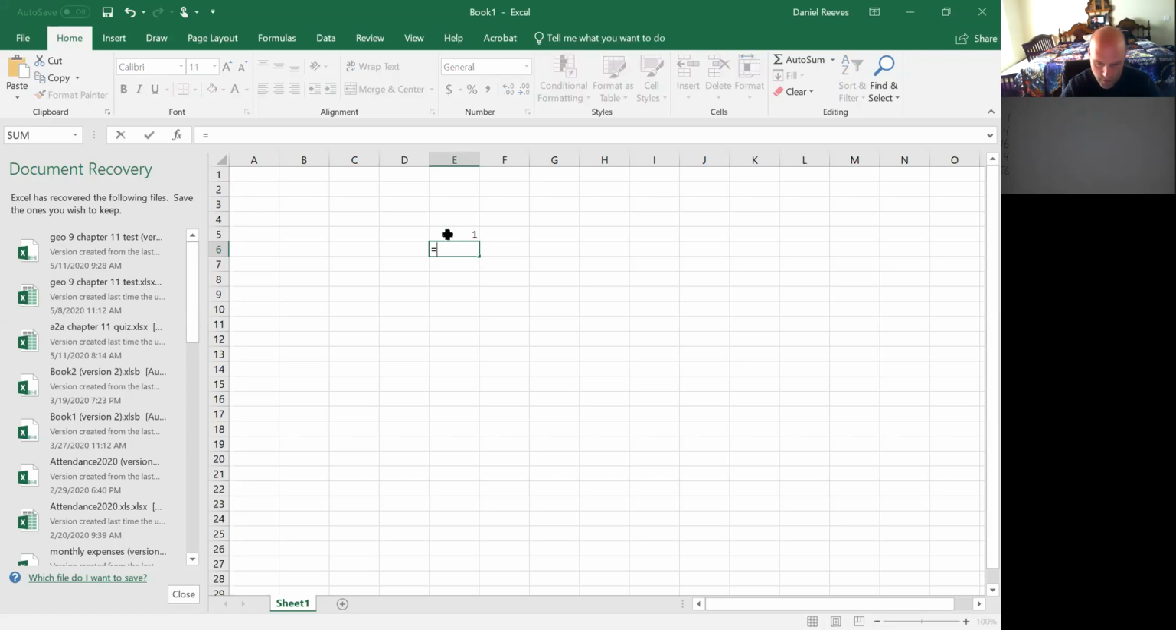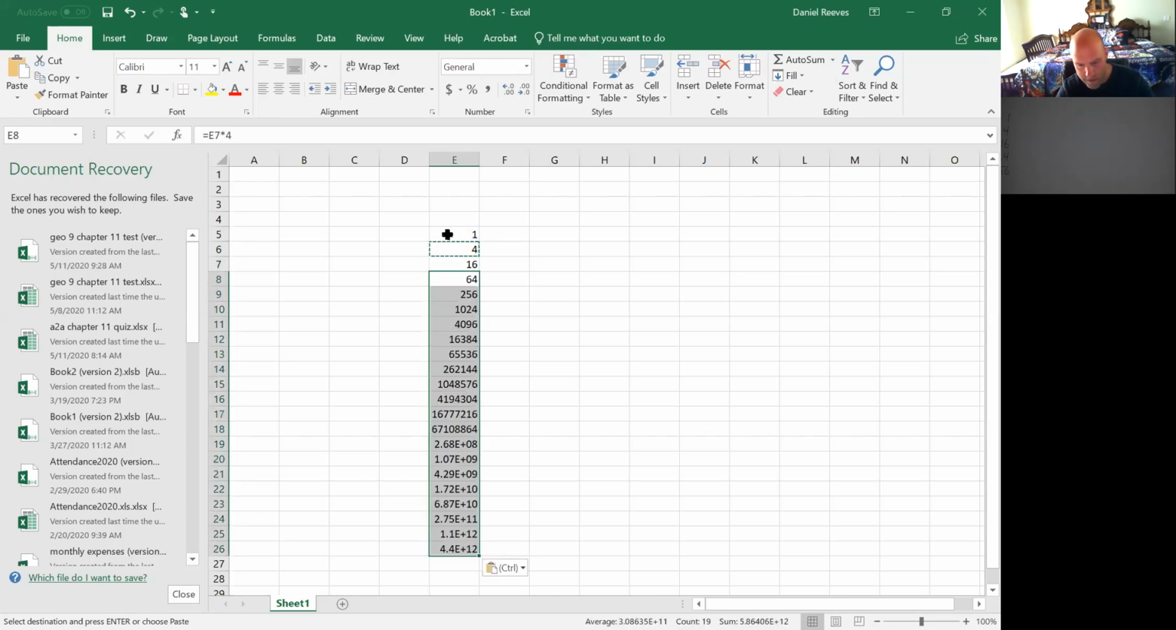Now I'm going to say equals whatever came before me times 4. And if I copy that, I'm not copying 4, I'm copying those instructions. The instructions which say take whatever was there before and multiply by 4. And of course I can do a lot of them at a time and get not just the first 5 of them, but the first however many.